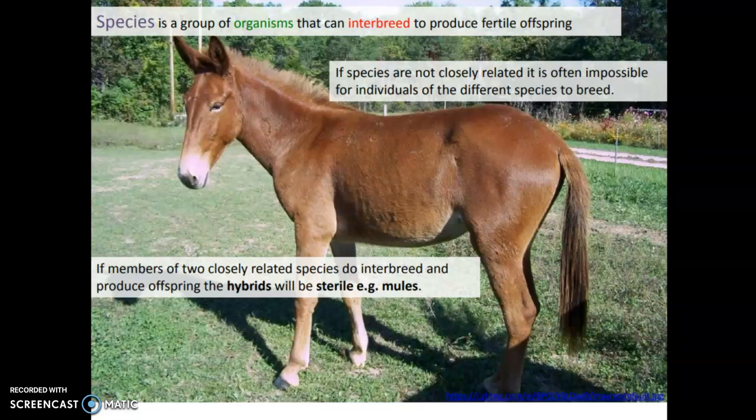For some definitions we've got to have, the first is a species. The biological definition of species is organisms that can interbreed and produce fertile offspring. And in this case, we've got an image here of a mule. That's the cross between a horse and a donkey, two closely related species. But when they interbreed, they produce a hybrid, and that hybrid is sterile. Okay, it can't produce its own offspring.